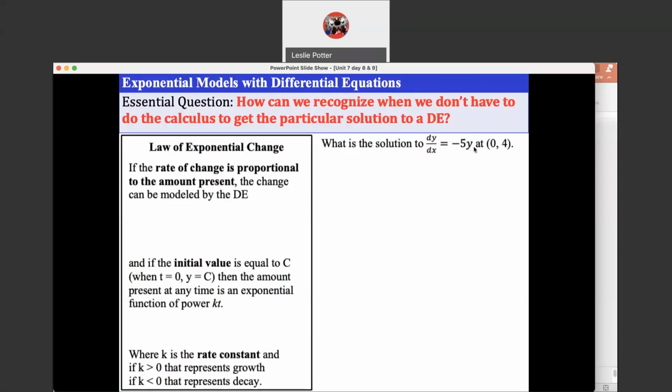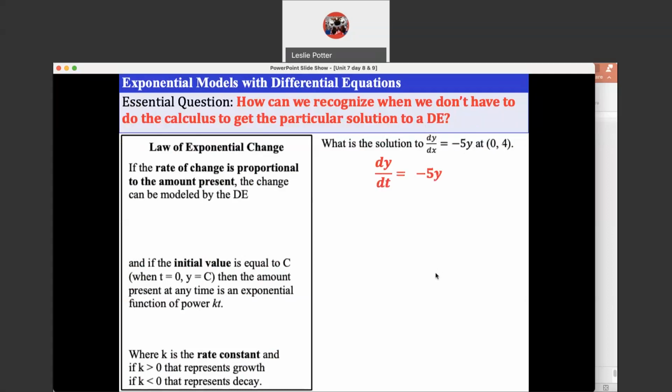That's what y is. So in other words, when we see this differential equation, the top differential dy, if we see a y here, that's the amount present. So we have a rate of change proportional to the amount present. That is the key to recognize that we don't have to do any calculus. So to see what happens to this information, we actually have to do the calculus once. And then after that, we're just going to watch where the numbers go.